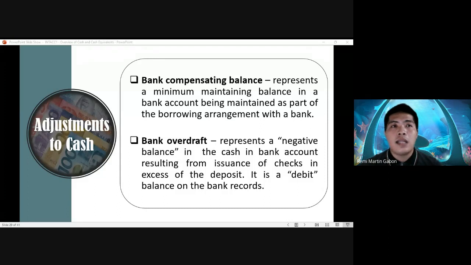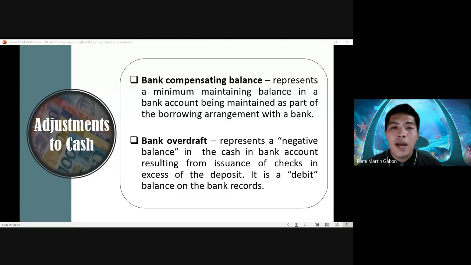There are instances that an entity will have arrangements with the bank for a loan, then the bank will require for the enrollment of a bank account. Then that bank account should be maintained with a minimum balance. Okay? The treatment and accounting for compensating balance will depend on the conditions attached to that compensating balance based na sa contract. Then we have bank overdraft. Si bank overdraft represents a negative balance in the cash in bank account. Okay? It is a debit balance.